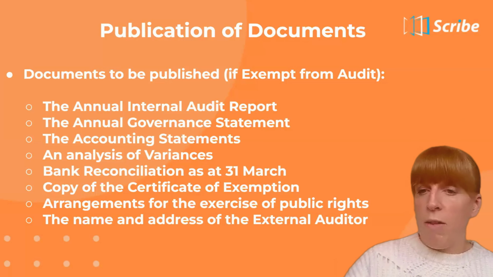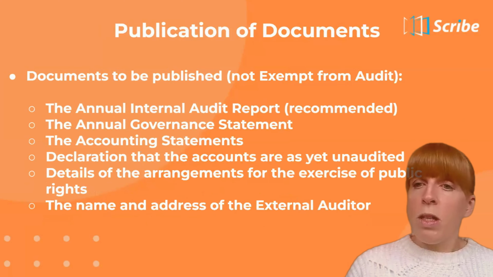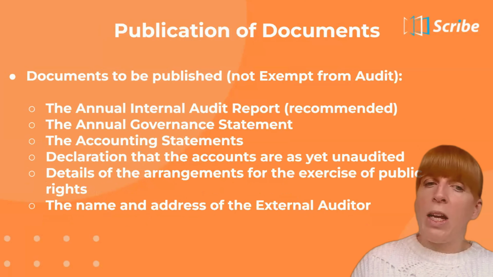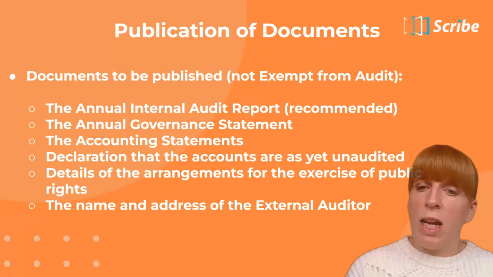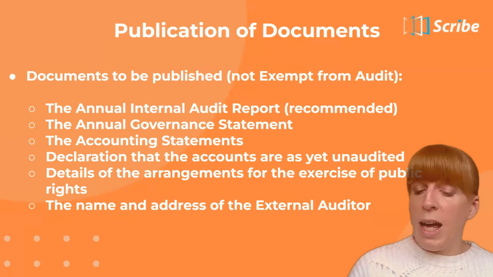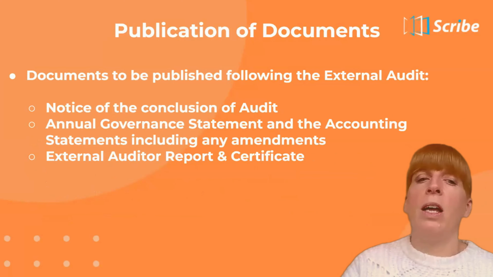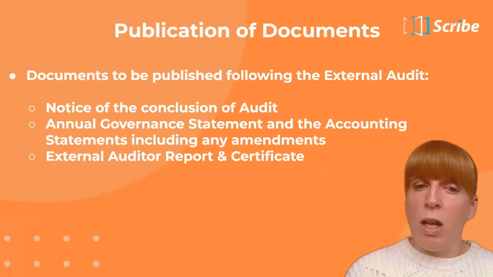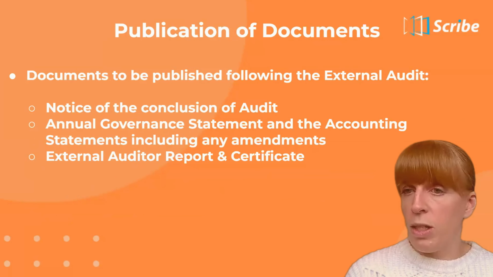So as I said, this is all here if you want to come back and review this at a later date. If you're not exempt, then obviously you can publish some of it, but you're still going to be waiting for the external auditor report to come back. So you can initially publish your AGAR, but with the declaration that the accounts are as yet unaudited, and that will be there until you receive that external audit report back from your external auditor. Then you can update it with the notice of the conclusion of audit, the full AGAR with the external auditor's report and certificate as well.